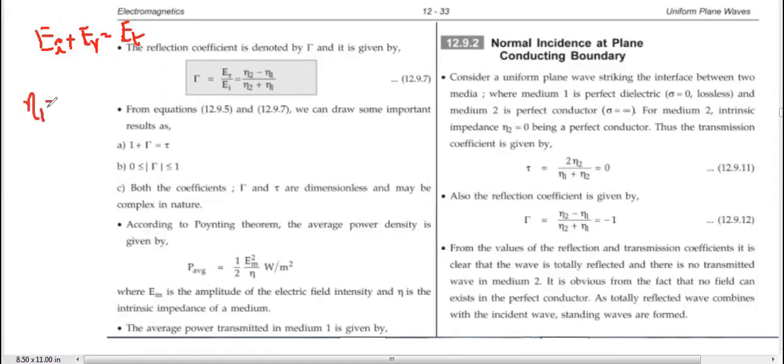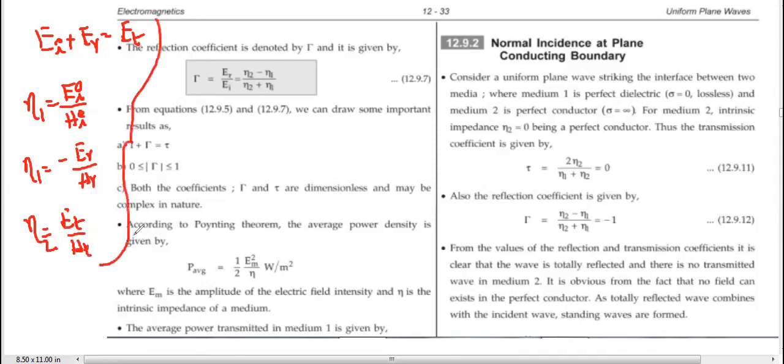And the relation for eta 1 is equal to EI by HI, the ratio of the terms, because the incident wave is in medium 1. Let us take one parameter, the intrinsic impedance eta 1 only. And the same eta 1 is equal to minus ER by HI, and eta 2, which is in medium 2, is ET by HT.